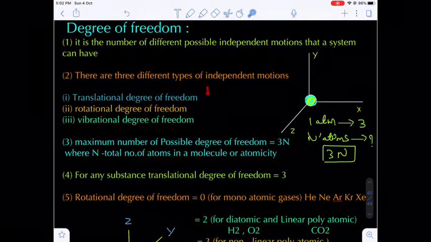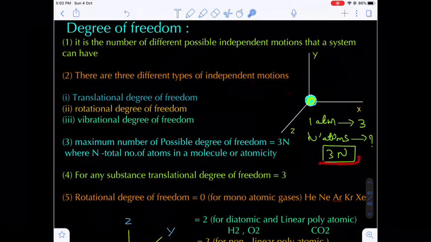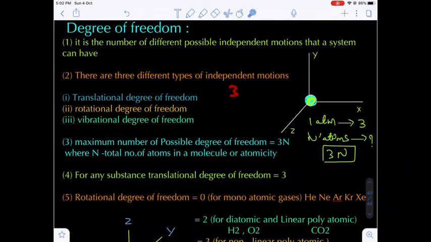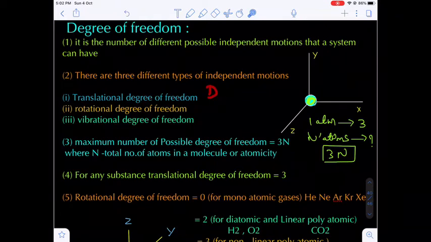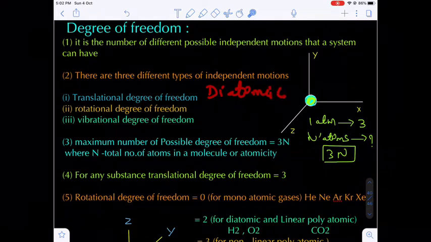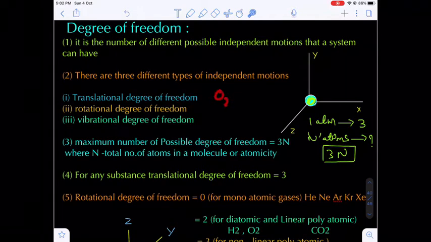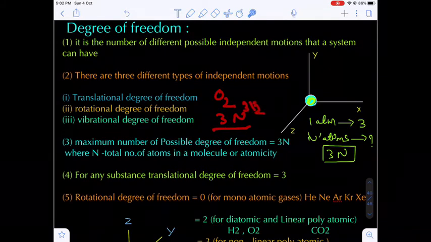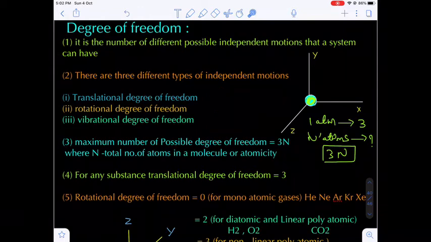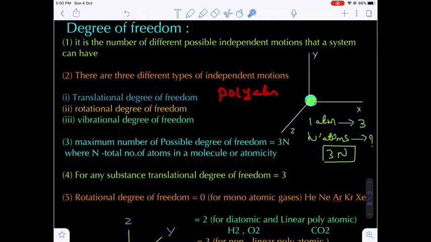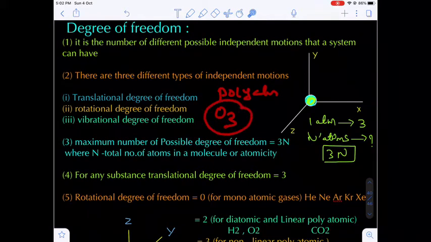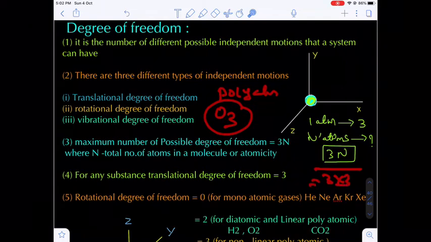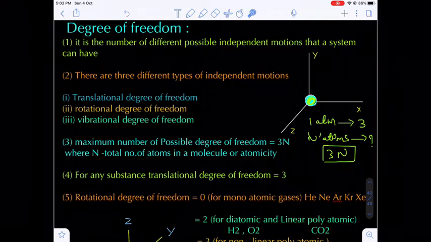That means let's suppose monoatomic is there. For a monoatomic gas, how many degrees of freedom will be present? 3, because atomicity is only 1. In case of diatomic, let's suppose oxygen is there. Oxygen, how many atoms are there here? 2. So the total degrees of freedom will be 3 into n, that will be 3 into 2, that will be total how much? 6. Let's suppose you take polyatomic, let's suppose I have ozone. What is the atomicity of ozone? 3. So total 3 into 3, you will get a total of 9 degrees of freedom. Are you getting my point?